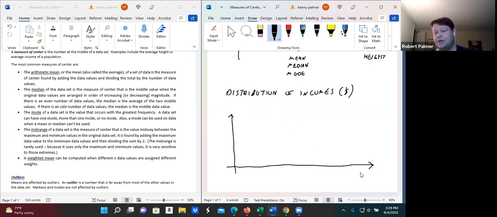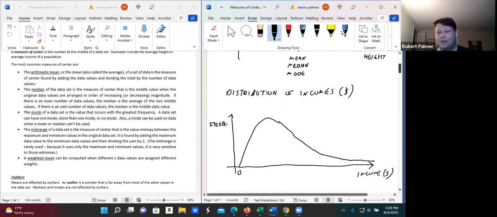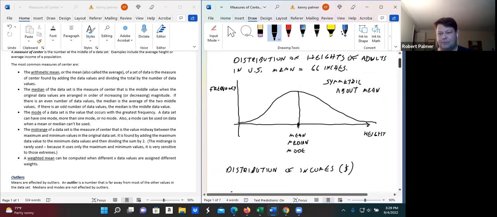So once again, on this scale, we have the income in dollars. And over here, we have the frequency, or the number of people for each value in income, the number of people who make that income. Now, let's think about this. In terms of incomes, if this is 0 here, no one's going to be making less than 0. So it probably won't start exactly at 0, it may start close to that. What this would generally look like is something kind of like this. Now, if you notice, that's a different shape than the height distribution.